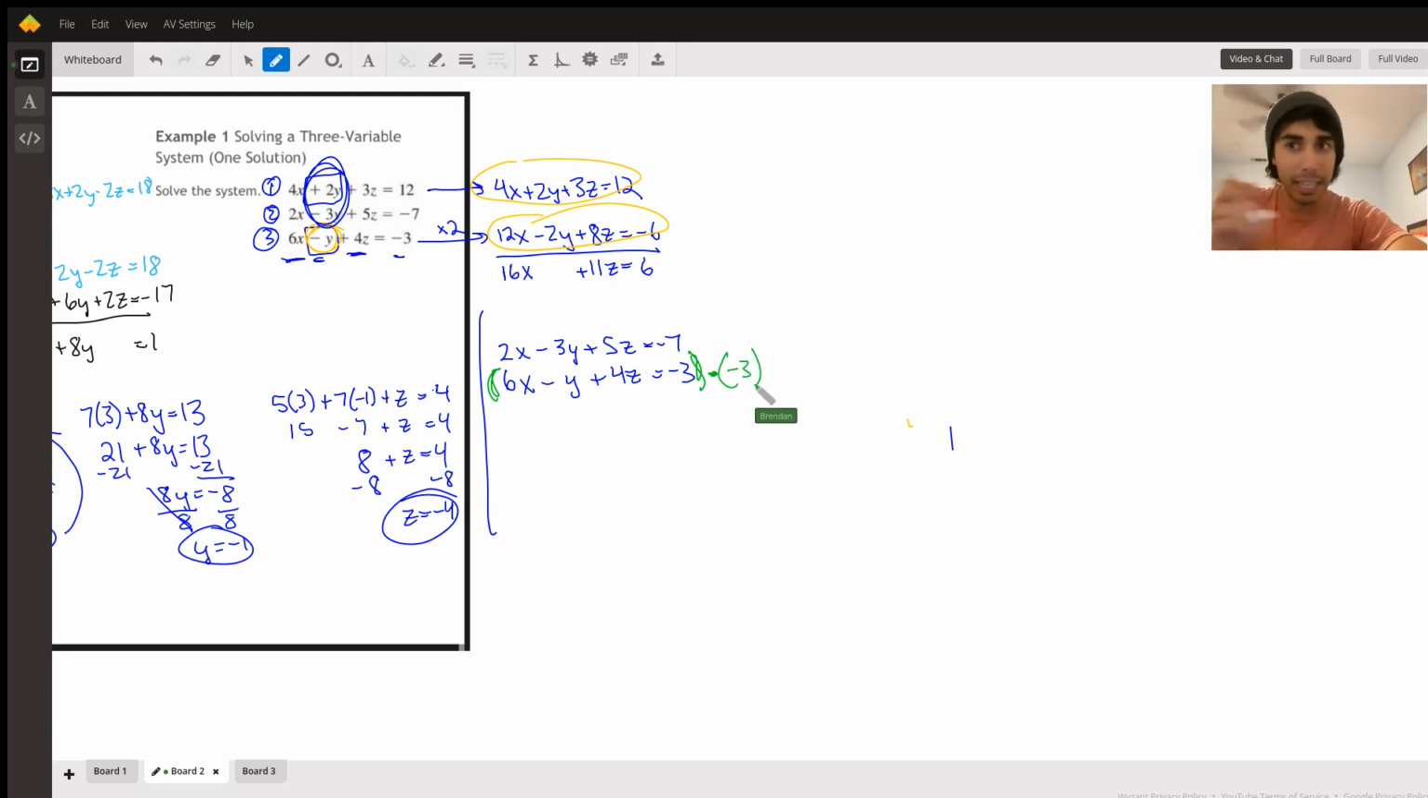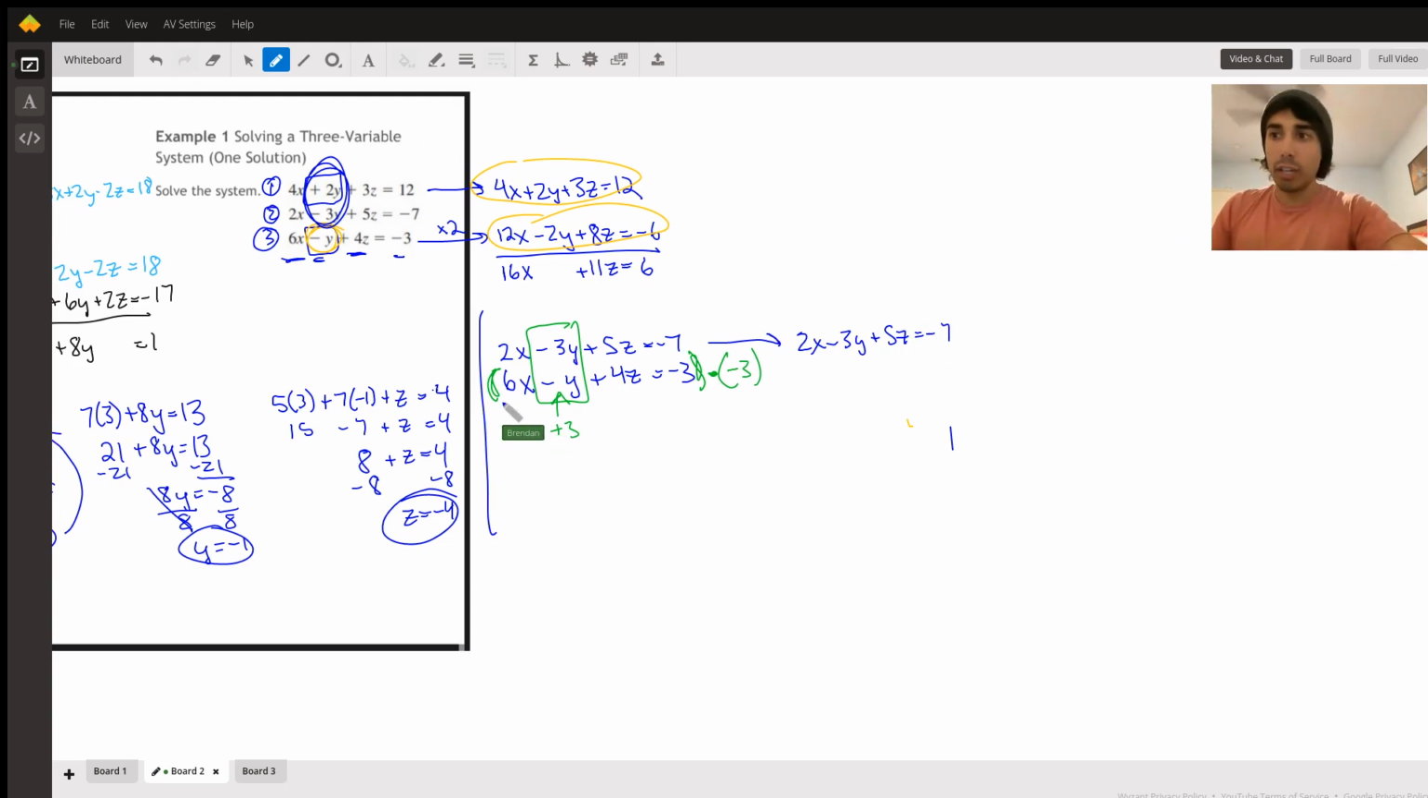Because if I multiply that by a negative 3, what we're wanting is for those two to be opposite, and I'm going to turn that negative 1 into a positive 3, and that's exactly what we want. All right, so I'm going to go over and write my equations over here. This top one, we're not changing, not doing anything to it. 2x minus 3y plus 5z equals negative 7.